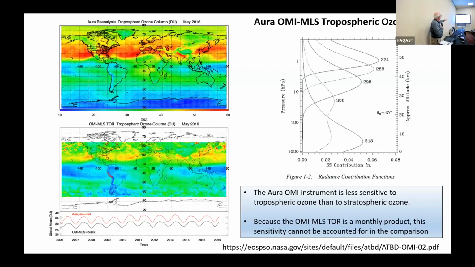Because the OMI minus MLS TOR is a monthly product, we can't account for any of these sensitivities of the measurement in the comparison. And this just shows an example of where we see large differences. The top panel is our reanalysis for May 2016, and the bottom is the OMI minus MLS TOR. And you can see that we're clearly much higher than what is in the TOR. So let's look into that in a little bit more detail.